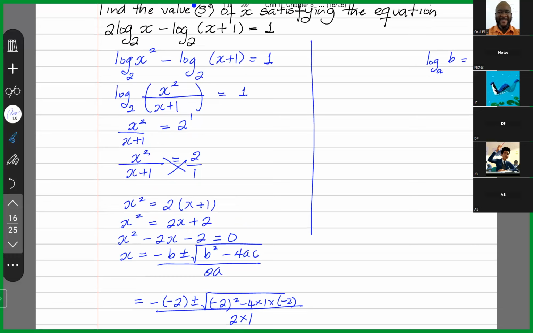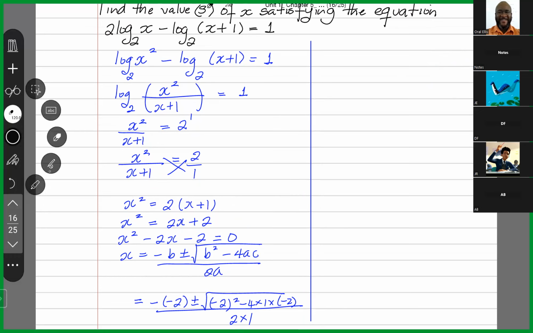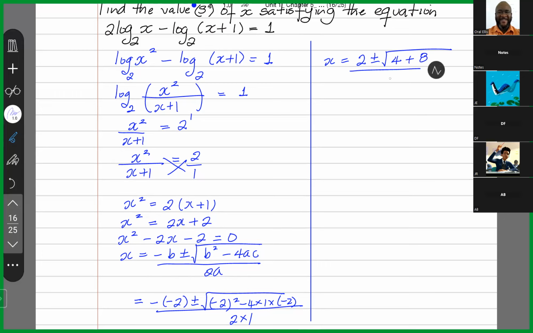Simplifying, I'm going to get x is equal to 2 plus or minus the square root of 4, as minus 2 squared, plus 8, all over 2 times 1, which is 2. This is 2 plus or minus the square root of 12 all over 2. This is 2 plus or minus the square root of 4 times 3 over 2. Now the square root of 4 is 2, so this is 2 root 3 over 2.